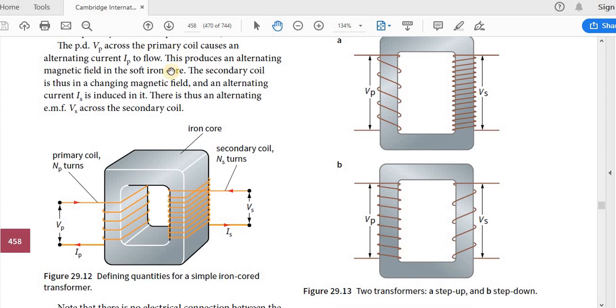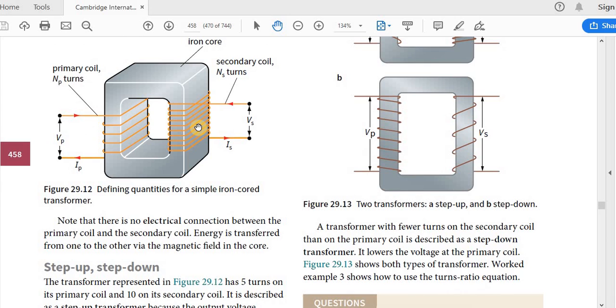So when you have this input, this produces an alternating magnetic field in the soft iron core. Now again, this won't work with DC, it works with AC. So for this moment the current is flowing this way, then another moment the current is flowing the other way, then the magnetic poles are reversed, everything is reversed here. The secondary coil is thus in a changing magnetic field, and an alternating current IS is induced in it. There is thus an alternating EMF VS across the secondary coil.